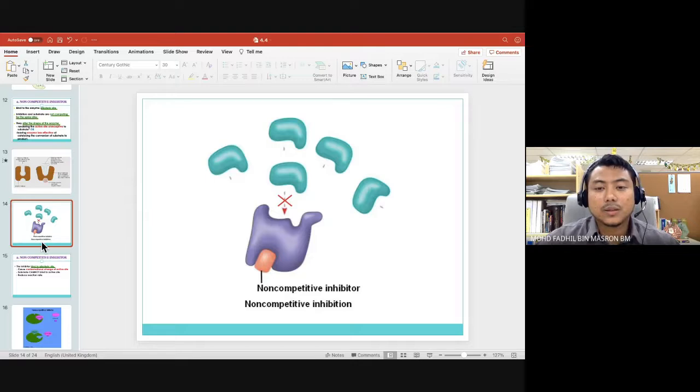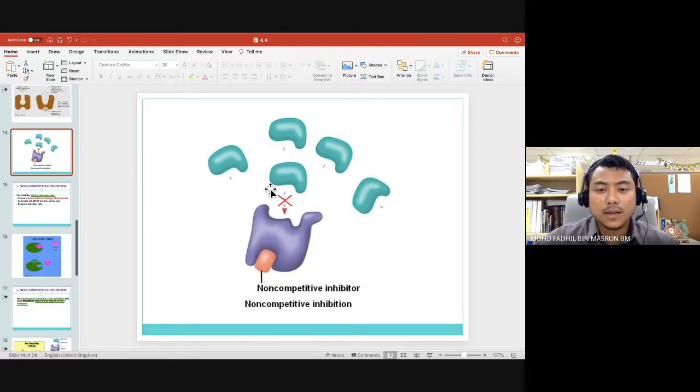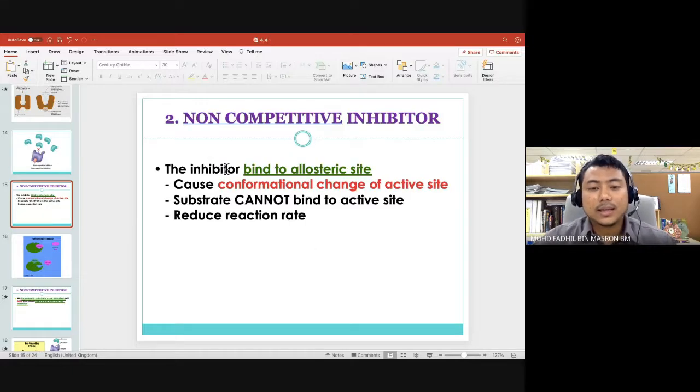Okay. So ni pun diagram ni. Sepatutnya tengok diagram tu, sepatutnya bentuk active site tu ngam macam ni. But upon the binding of non-competitive inhibitor, so active site yang dah berubah bentuk, hence the substrate tak boleh bind. Okay. The inhibitor binds to allosteric site causes conformational change.